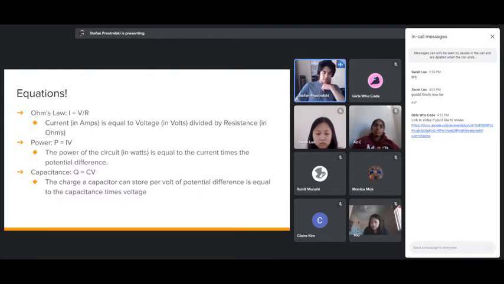Then capacitance, you remember the capacitors? The charge on a capacitor is equal to the capacitance times its voltage, or Q equals C times V. The C being the capacitance. For example, to have 1 coulomb of charge would be 1 farad times 1 volt of potential difference.